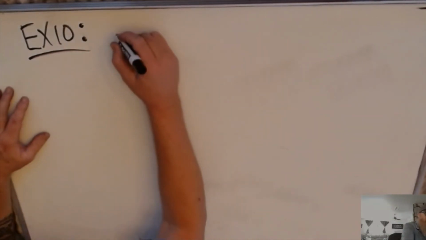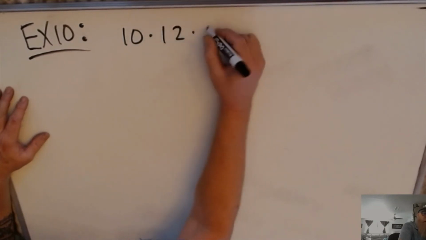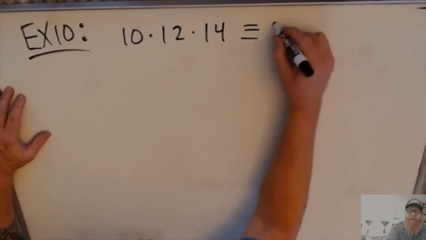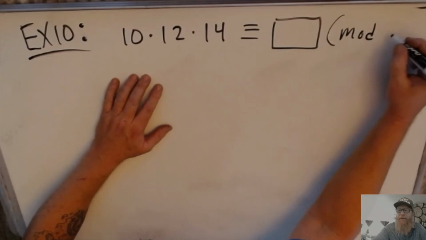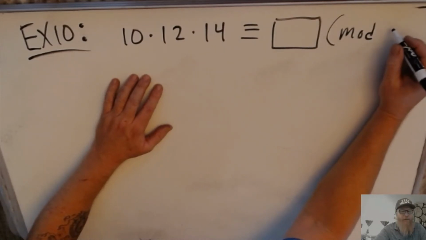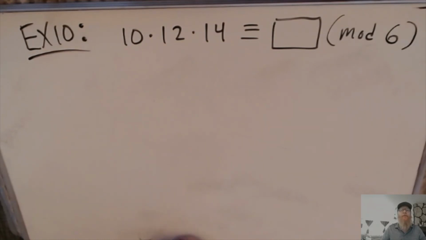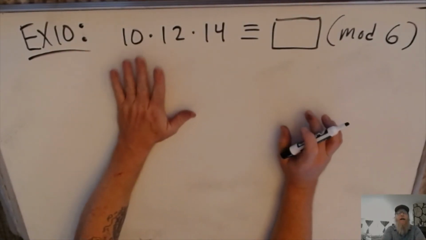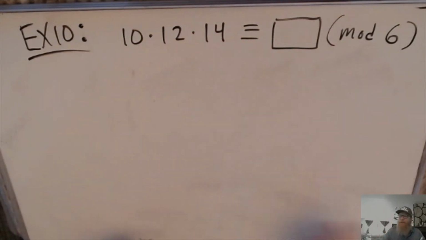So suppose I'm doing a bunch of numbers. 10 times 12 times 14. I'll start with 3 numbers. We'll get up a little bit higher. And I want to do this mod 6. When you see more than 2 numbers, I recommend doing it the easy way, the way that I mentioned, where you think of each number individually.